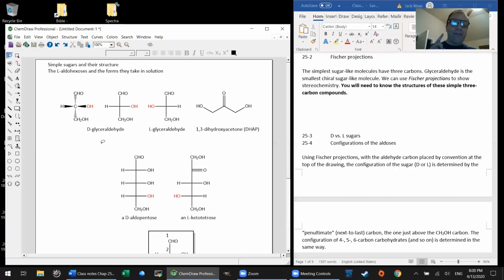So the first thing to get down about the simplest sugars is that there are really only 2 of them. One of them exists as a pair of enantiomers, and the other one is not chiral. The achiral one is dihydroxyacetone, or 1,3-dihydroxyacetone. You'll have heard of that in your biology classes, I think. It's generally abbreviated DHAP. And so I will be asking you to memorize these 3 simplest sugars. After that, it's only going to be glucose, just so you know.